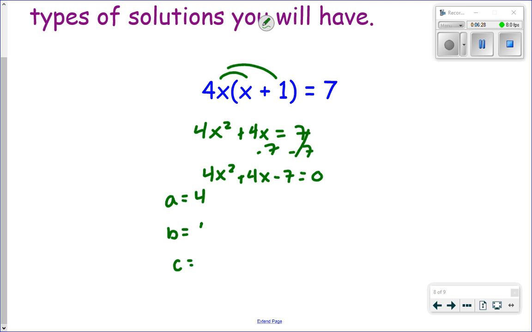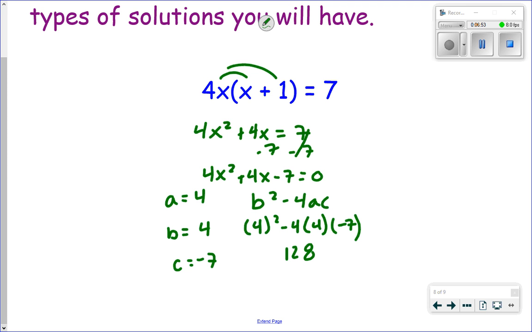A is 4, b is 4, and c is negative 7. My formula is b squared minus 4ac. So I've got 4 squared minus 4 times 4 times negative 7. Plug that into my calculator. And I got 128. Okay, is 128 bigger than 0, equal to 0, or less than 0? It's bigger than. So that means I have 2 real solutions.